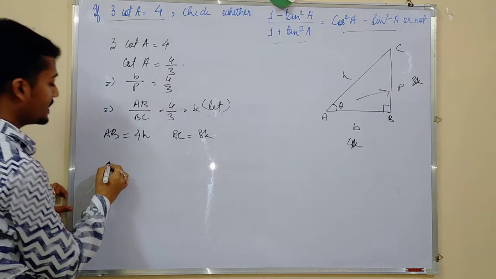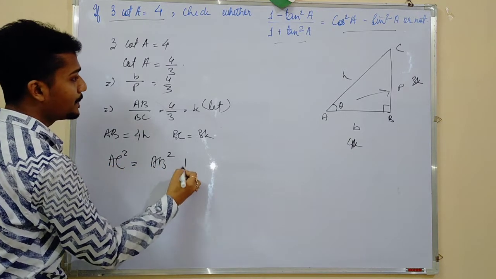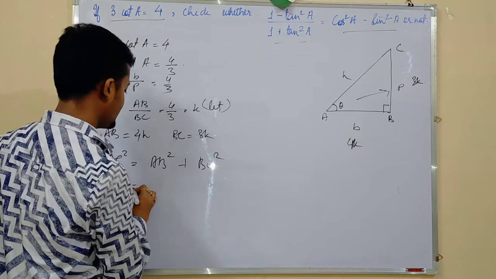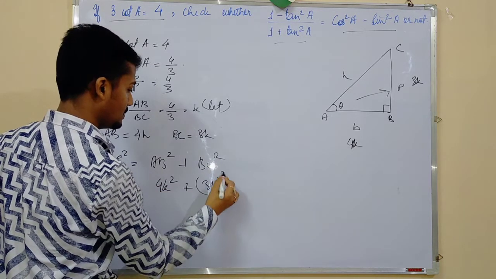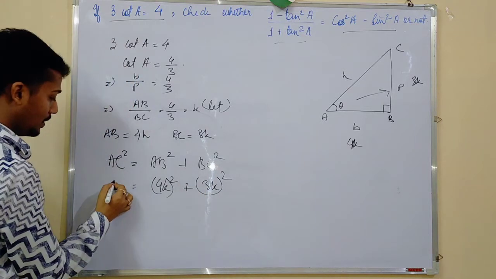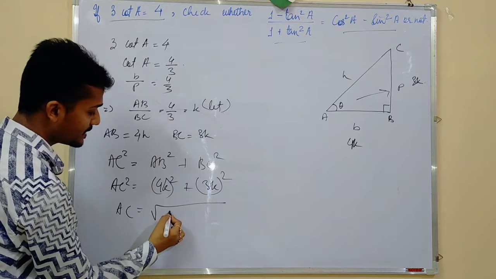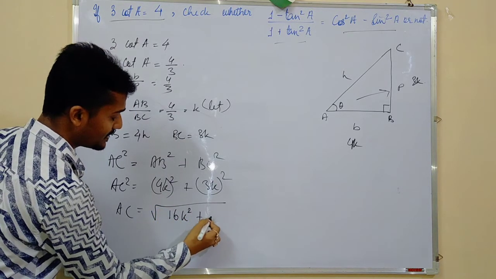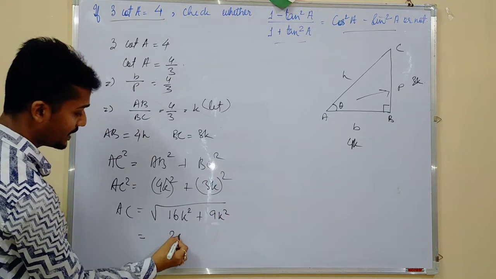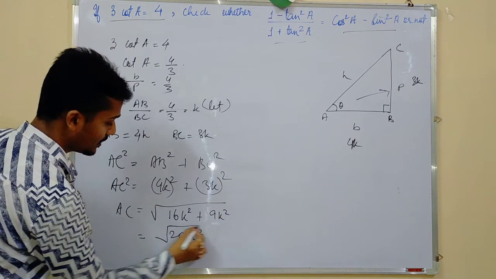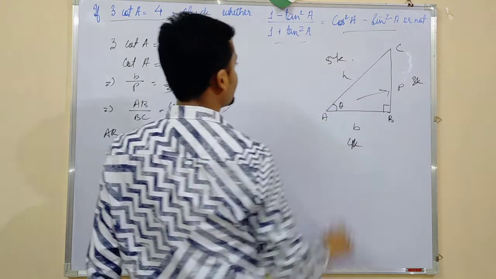Yes, H is equal to AC. AC is equal to what? AC square is equal to AB square plus BC square, which is 4K square plus 3K square. Or AC is equal to root over 16K square plus 9K square, or root over 25K square, which is equal to 5K. That means H is equal to 5K.